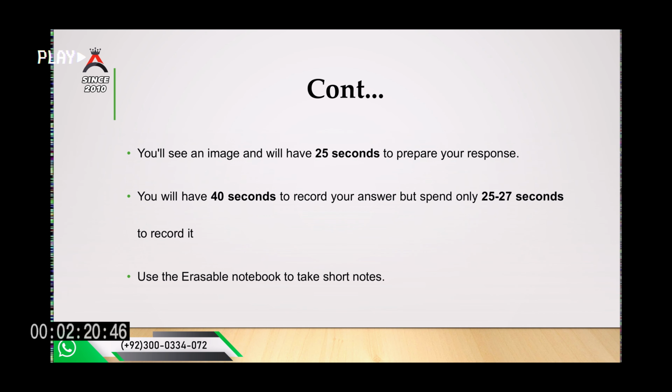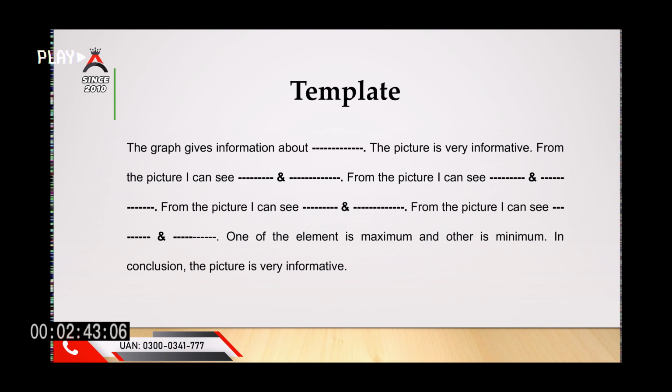When you see the image, you have 25 seconds to prepare your response and then 40 seconds to record your answer. But the ideal time to record your answer is 25 to 27 seconds. So you have to record your answer within 25 to 27 seconds for better fluency and better scores. You can also note down important key points in your notebook so you will not miss them during your recording. Here's the template which you can use to record your answer and save it for better scores.